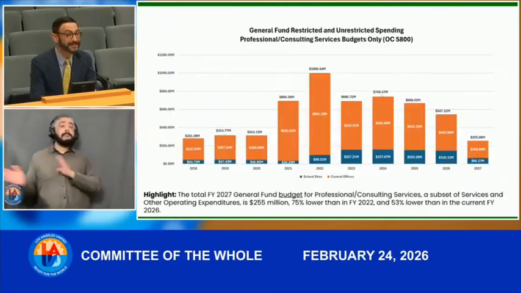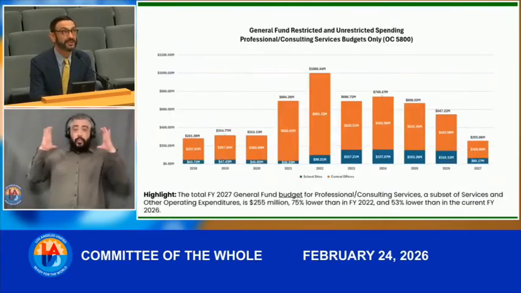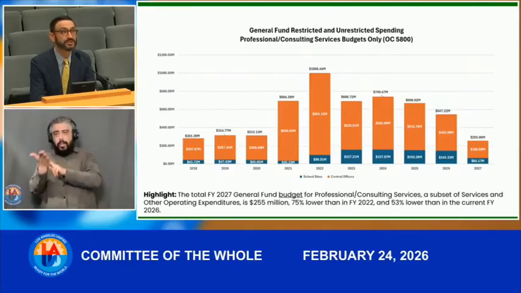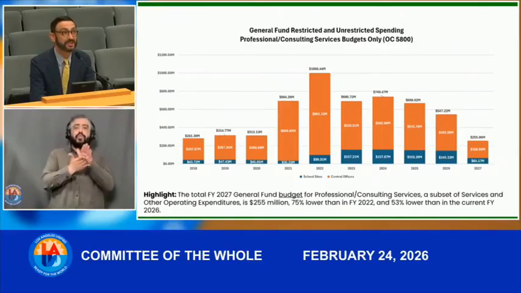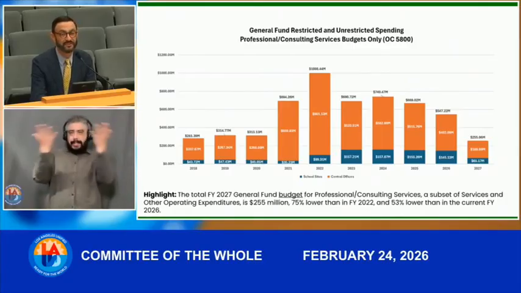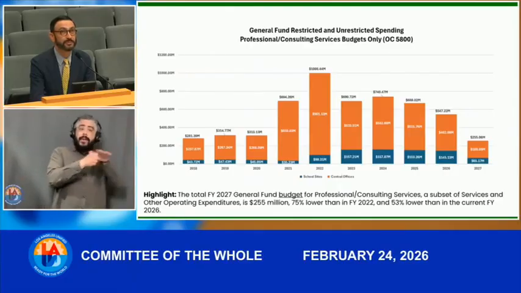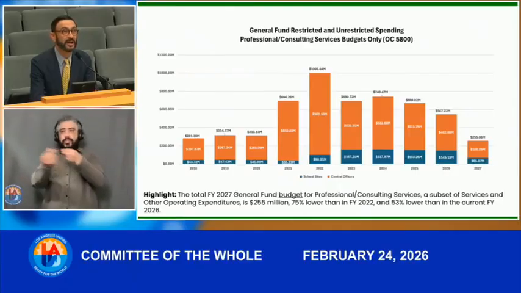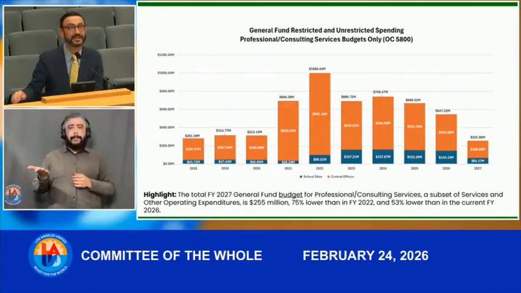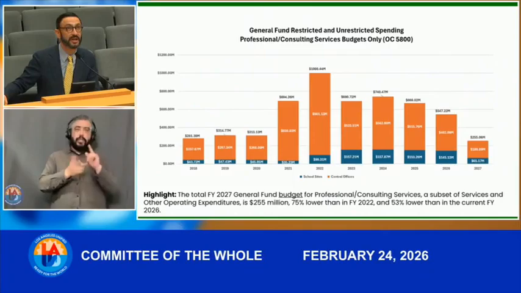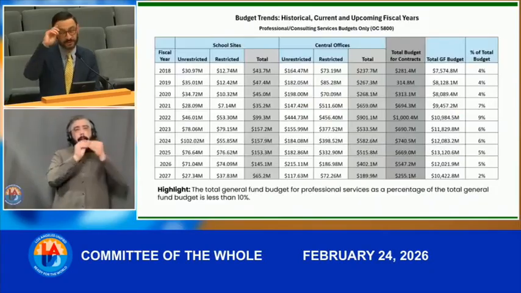When we zoom in specifically to the professional and consulting services, very much the same trend. Again, orange is those centrally administered and central office contracts. In blue, you'll see school site budgets. And you'll see a very, very similar trend. So not just at the school levels, but at those central programs and centrally administered services, a substantial increase through the pandemic years, and then a reversion back to pre-pandemic levels moving forward.